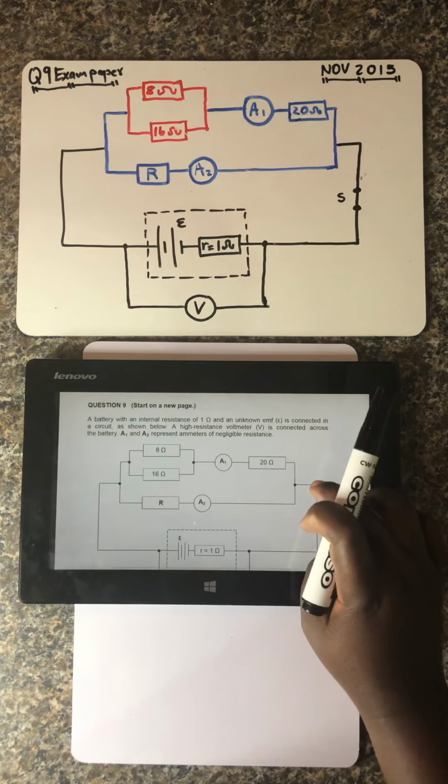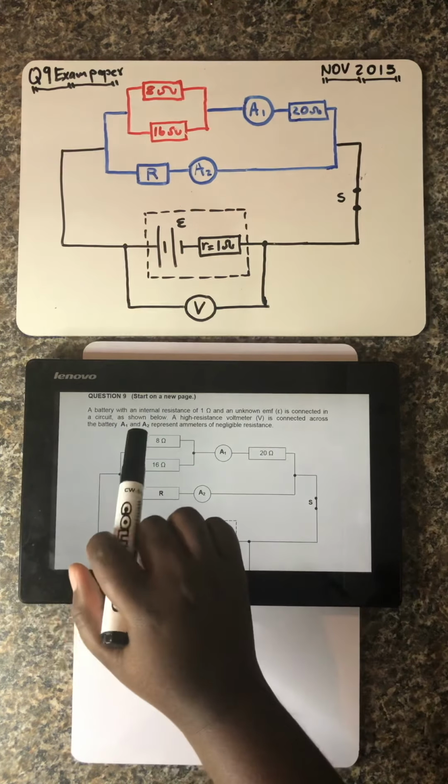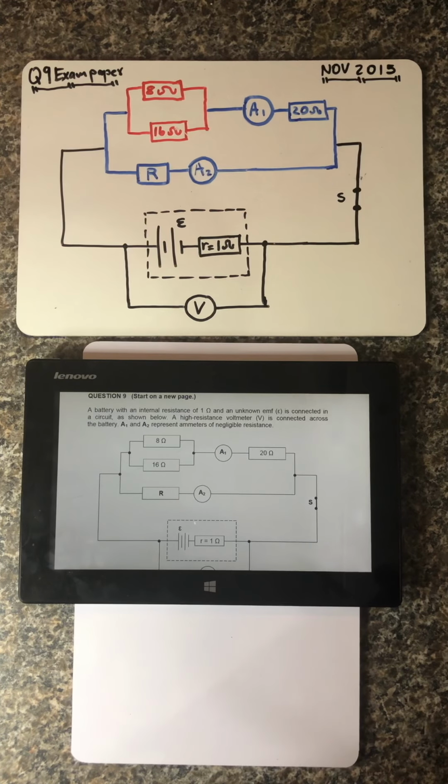So guys, the statement reads as follows: a battery with an internal resistance of 1 ohm and an unknown EMF is connected in a circuit as shown below. A high resistance voltmeter V is connected across the battery. A1 and A2 represent ammeters of negligible resistance. Okay, so that is the statement that we're given, and we're also given a circuit below.